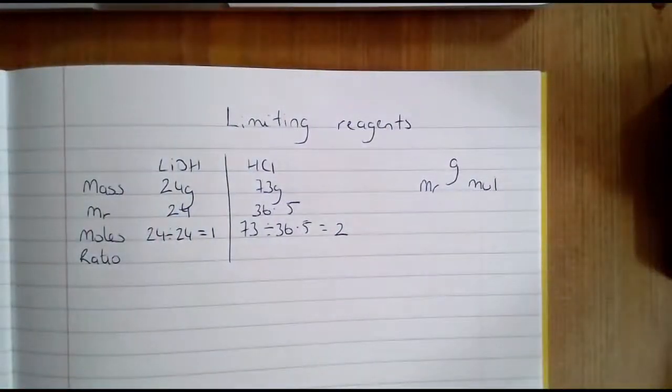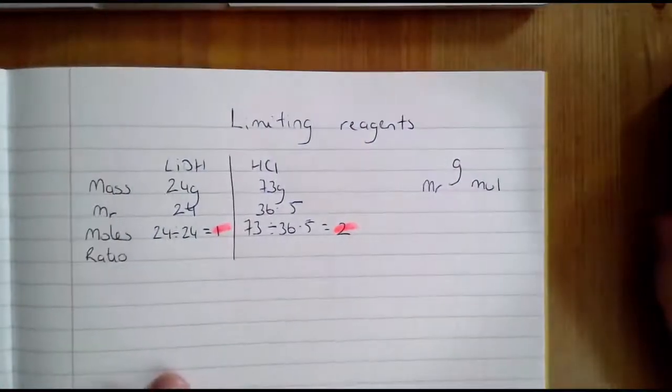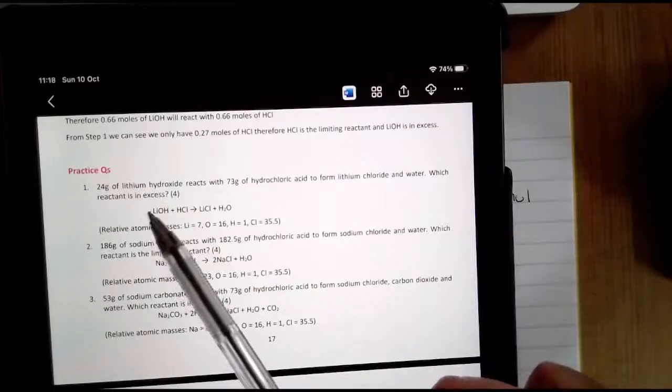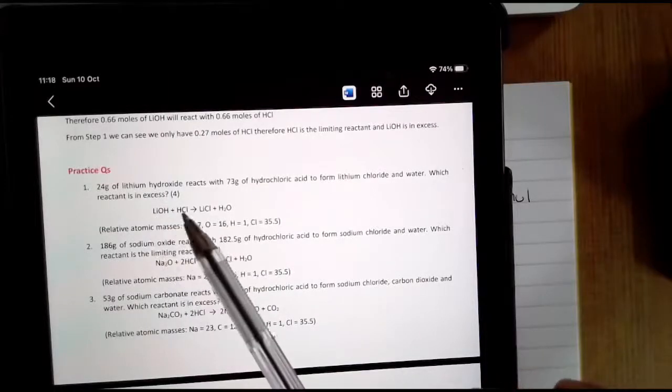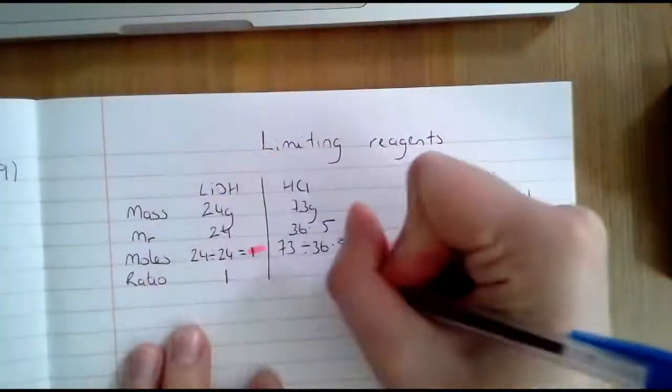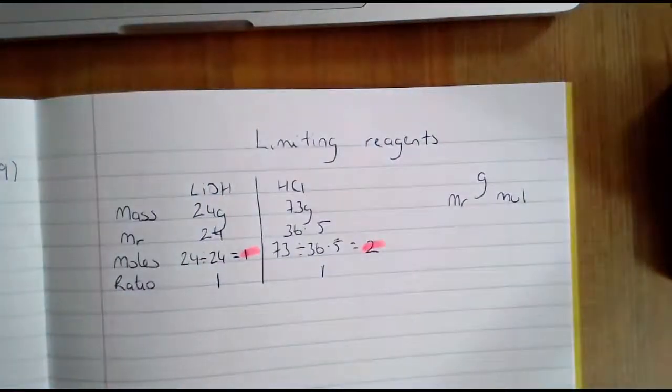These two answers, I'm just going to highlight them. They have gotten me my first 2 marks. Now I need to look at the ratio using my balanced equation that I'm given in the question. LiOH, there's no number in front of it, so I'm just going to write a 1. HCl, no number in front of it, so I'm just going to write a 1. So my ratio is 1:1.